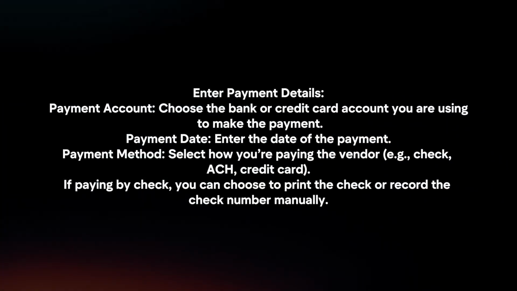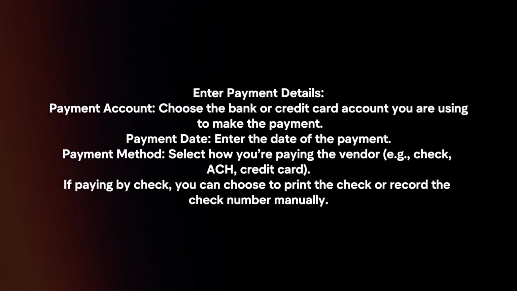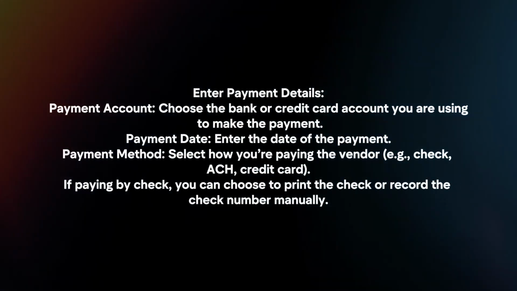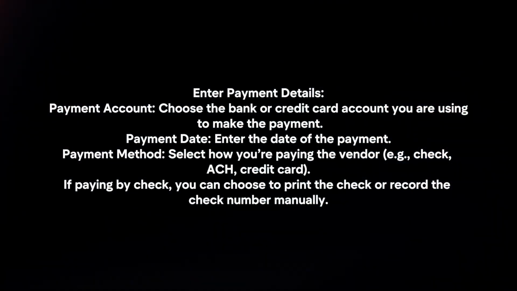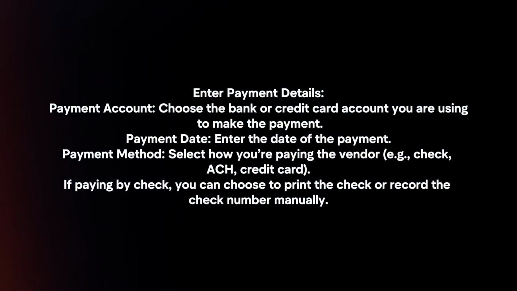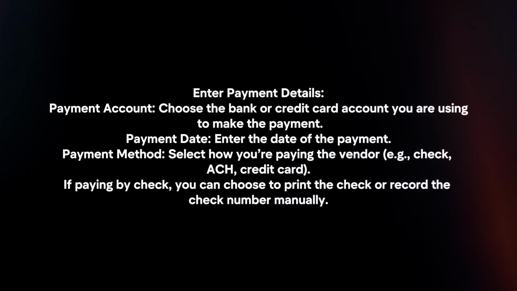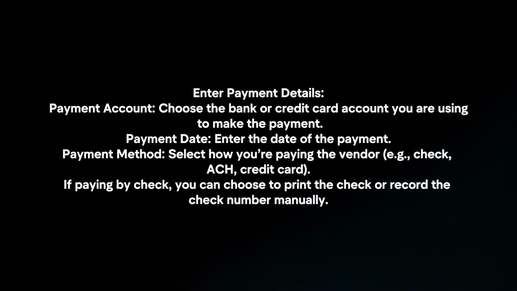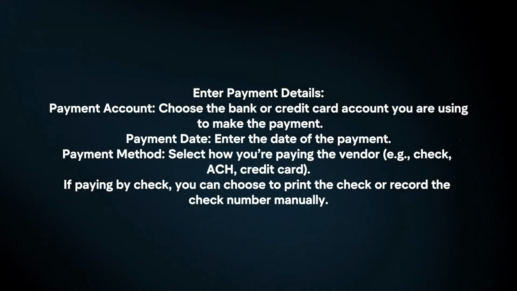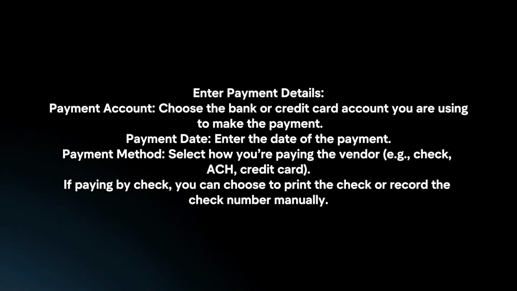Enter payment details. Payment account. Choose the bank or credit card account you're using to make the payment. Payment date. Enter the date of the payment. Payment method. Select how you're paying the vendor. If paying by check, you can choose to print the check or record the check number manually.